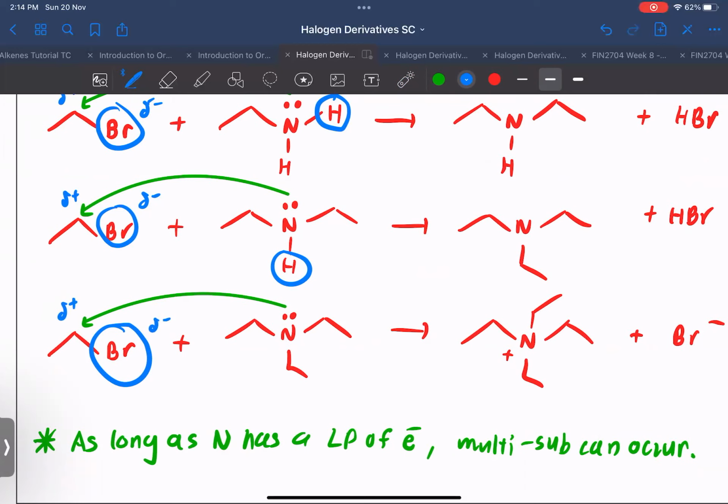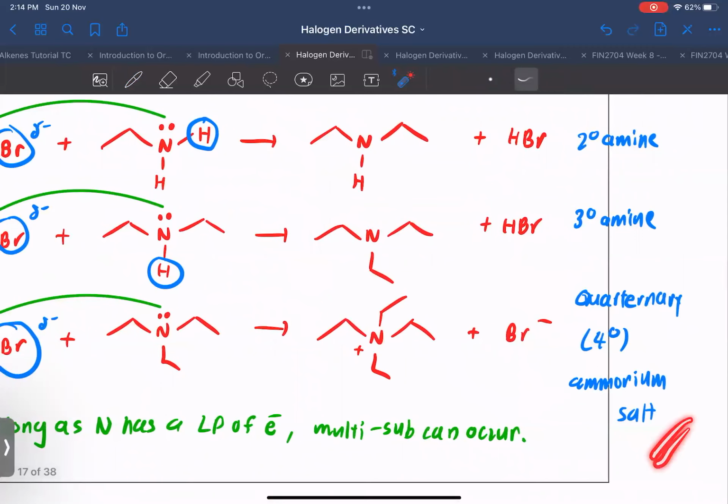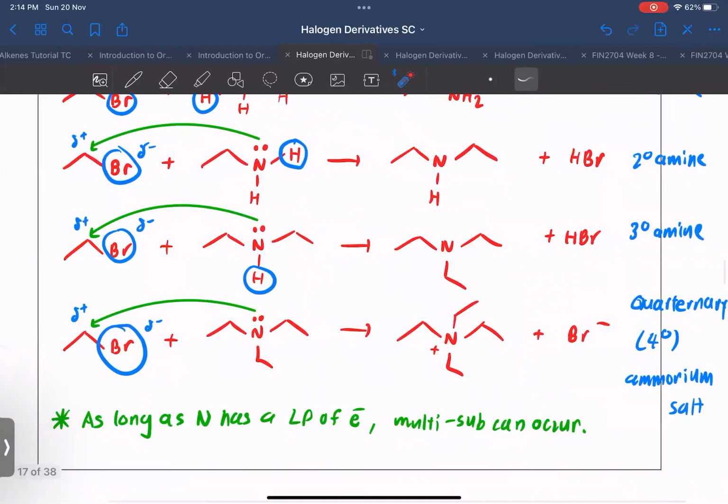Now look, can this go on one more time? How do you know this one stops here? How do you know it doesn't go on anymore? How do you know that this is the final compound? Why? No more lone pair. Exactly. Look at the nitrogen. How do you know he doesn't have a lone pair? Is there something there that tells you very obviously that he has no lone pair?